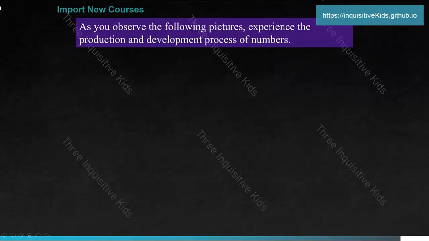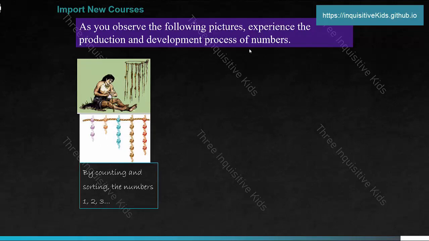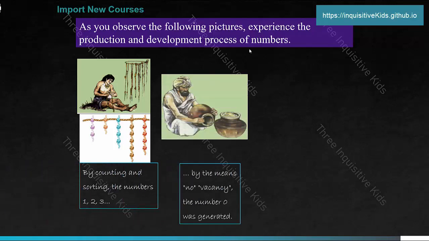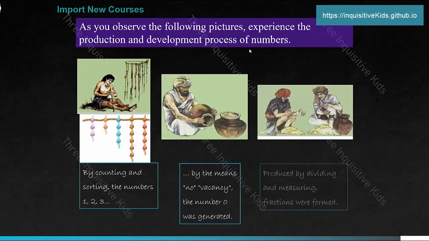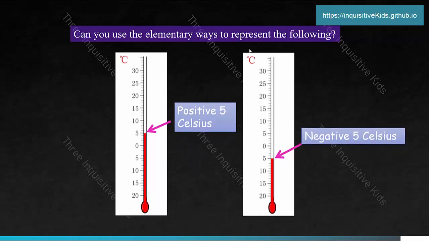As you observe the following pictures, experience the production and development process of numbers. First, by counting and sorting, the numbers 1, 2, 3, and so on. And then, by the means of nothing and vacancy, the number 0 was generated. Then, produced by dividing and measuring, fractions were formed. Can you use elementary ways to represent the following? The picture on the left is positive 5 Celsius. The picture to the right is negative 5 Celsius.